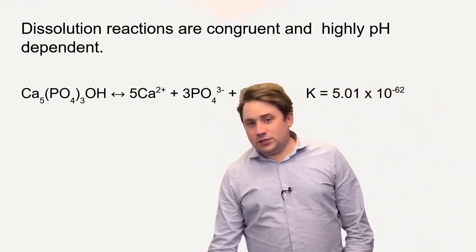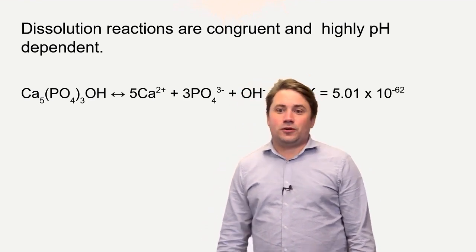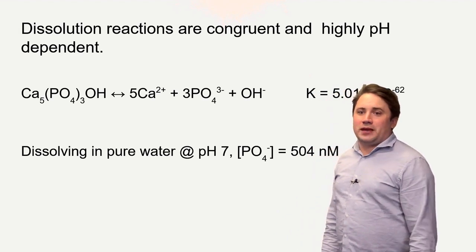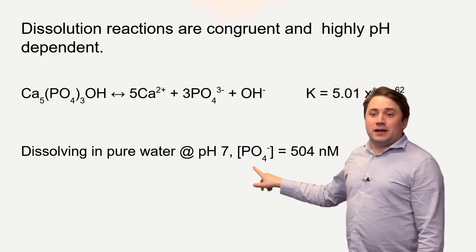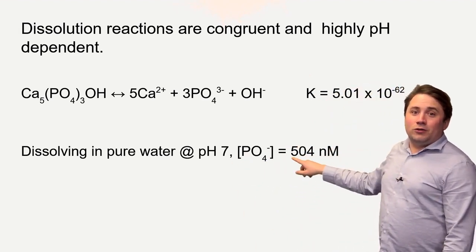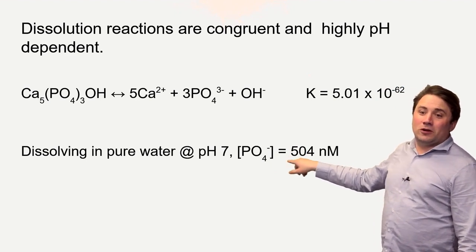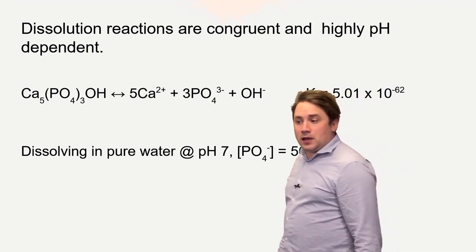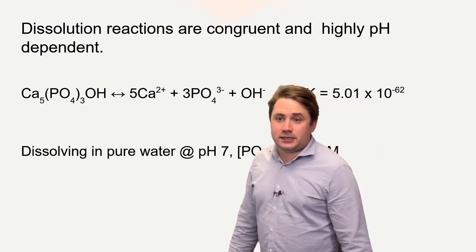Such that even, just to do out the thermodynamic calculations for you, if you take a rock of hydroxyapatite and stick it in a jar of water at pH 7, your phosphate concentration at equilibrium will be only 504 nanomolar. So very, very, very little phosphate enters into solution. This, of course, is promoted by acidic conditions.